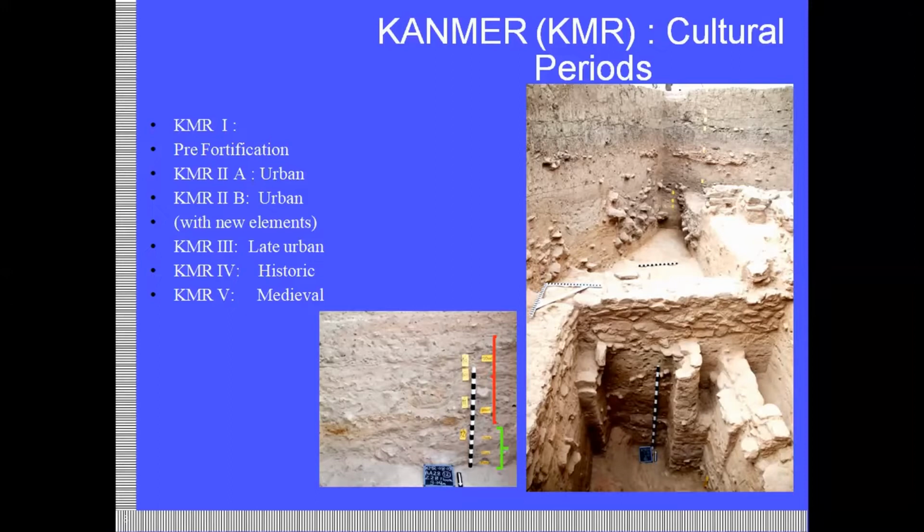Kanmer 3B represents the late urban, or actually declined, phase of the urban people at Kanmer. They are not able to maintain the wall. The quality of the pottery is almost gone. You don't have seal impressions, iconic seals, and a lot of non-Harappan material appears at Kanmer. This is what we have identified as the late urban, or decline, phase at Kanmer.